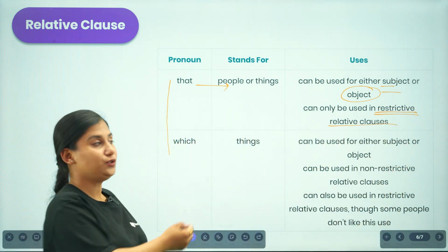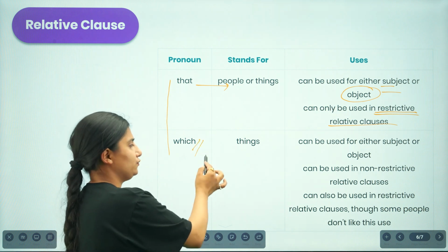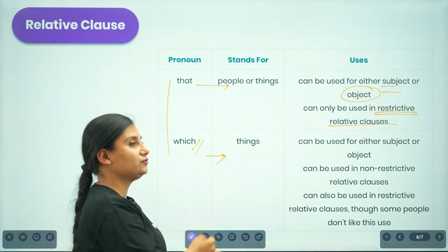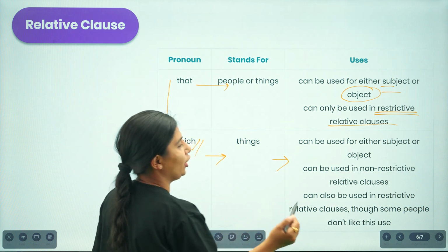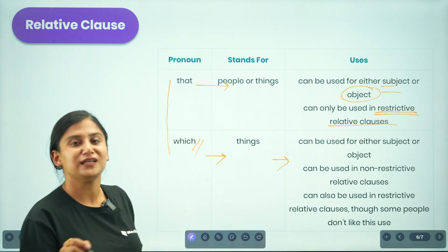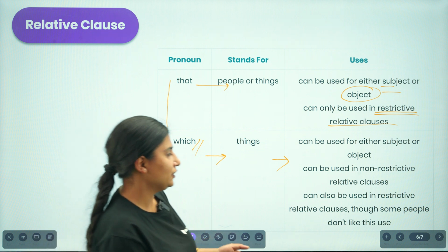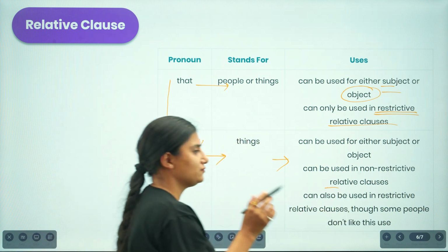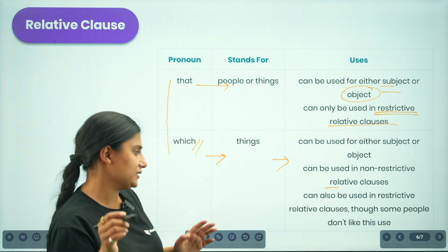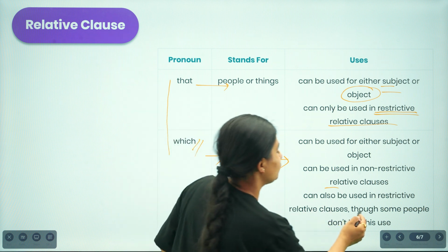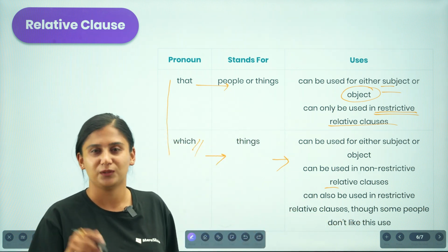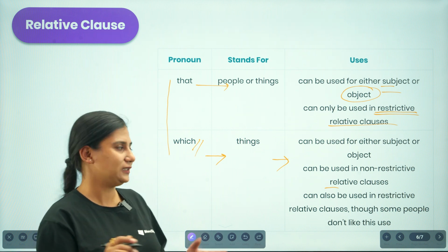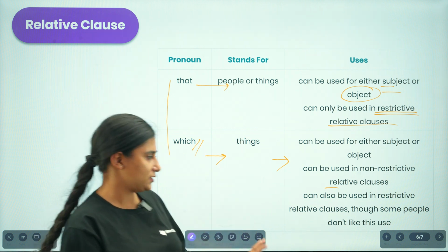So moving on, we use "which". We use "which" to refer to things, and it can be used as a subject or object. It can be used in non-restrictive relative clauses, and we can also use it in restrictive ones. Usually people don't like using "which" when talking about people, but we still use "which" for things. So I guess I made it clear to you guys. Thank you.